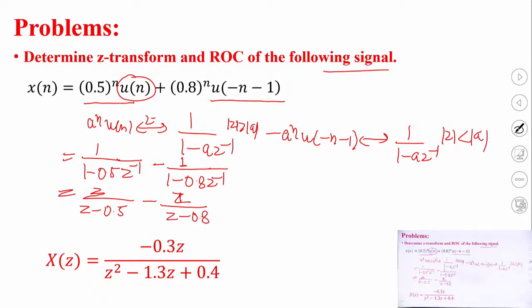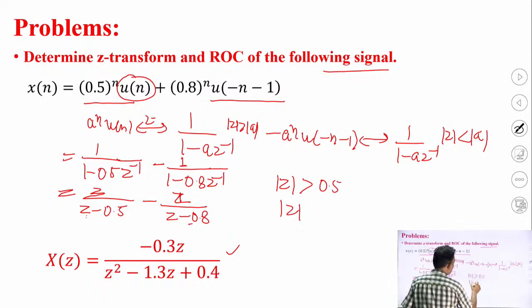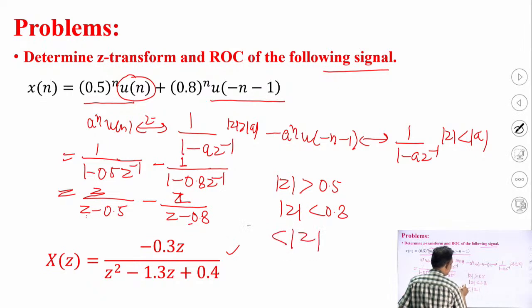When you solve it, you will get this value: minus 0.3 z upon z square minus 1.3 z plus 0.4. Now we will see the ROC. What will be the ROC? For this term the ROC will be |z| greater than 0.5, and for this term the ROC will be |z| less than 0.8. So you can say your ROC for this signal lies between 0.5 and 0.8.